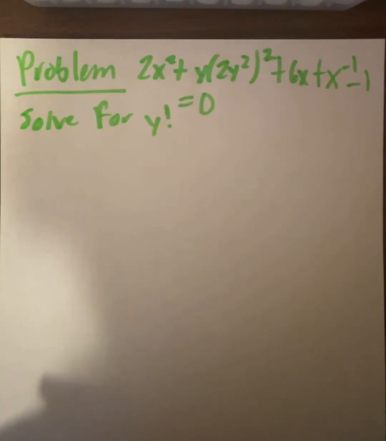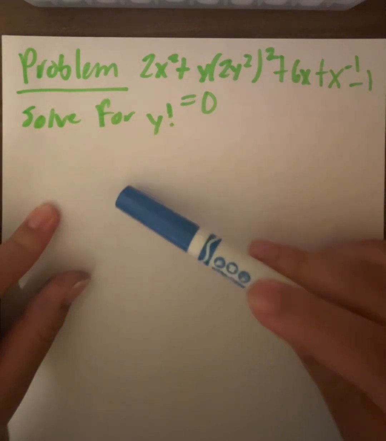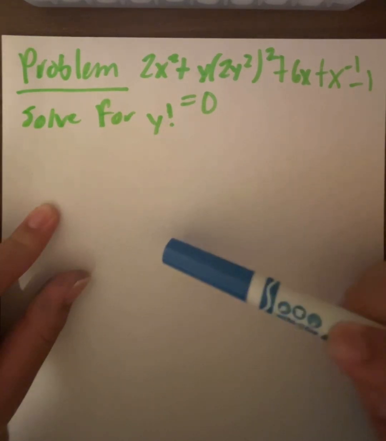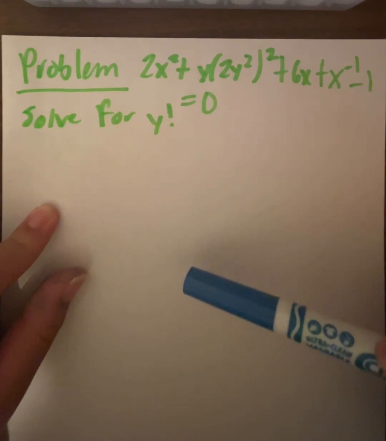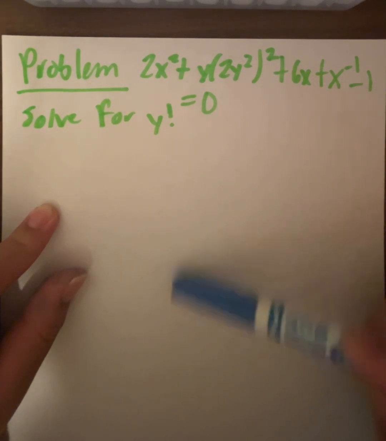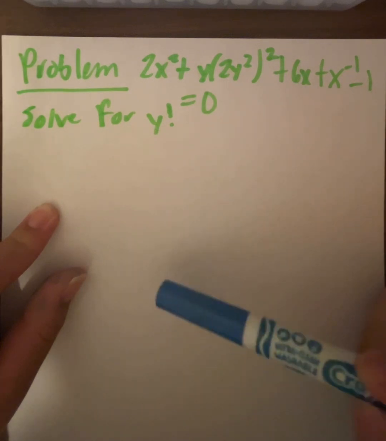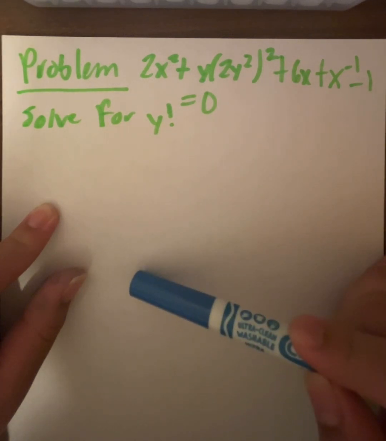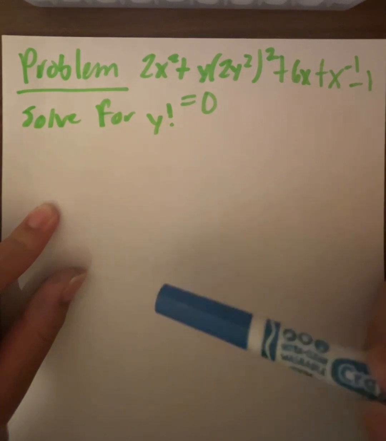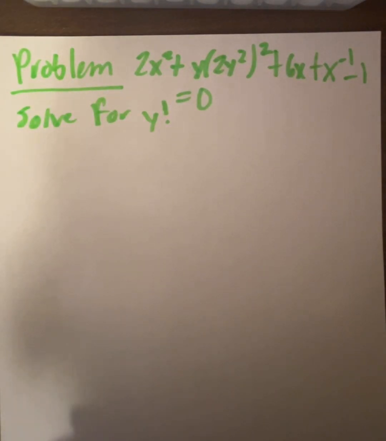Hello everyone. Today our problem is to solve for y when we have 2x squared plus y times 2y squared, where 2y squared is to the power of 2, plus 6x plus x to the power of negative 1 minus 1 equals 0. Our task is to solve for y. Well, what's the first step, you might ask? The first step is to work with y. We want to see what y is, but we want to simplify the y.